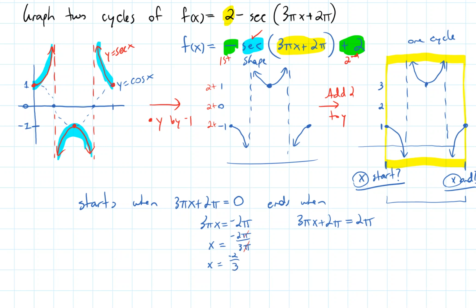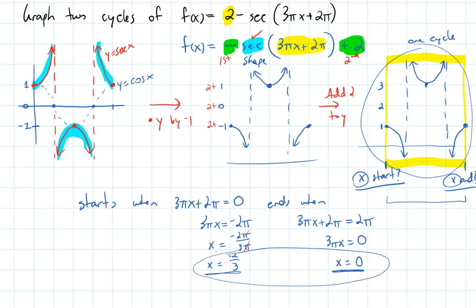So let's see where it ends. So I'll subtract my 2 pi, so I get 3 pi x equals 0. Divide by 3 pi and I get 0. So my cycle starts at negative 2/3 and ends at 0. So now I need to put this picture within these x values. So let's look at how to do that.